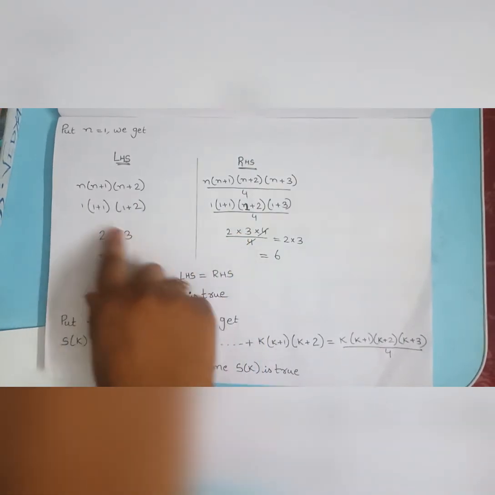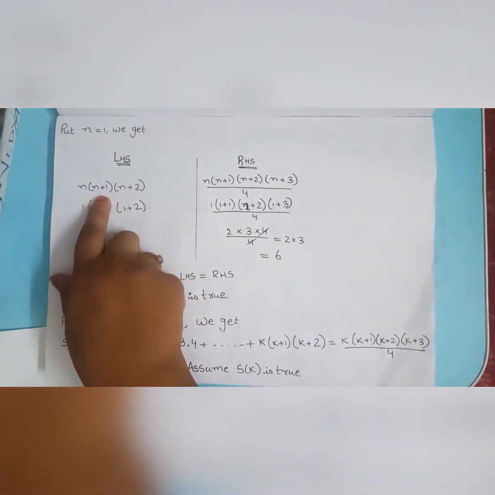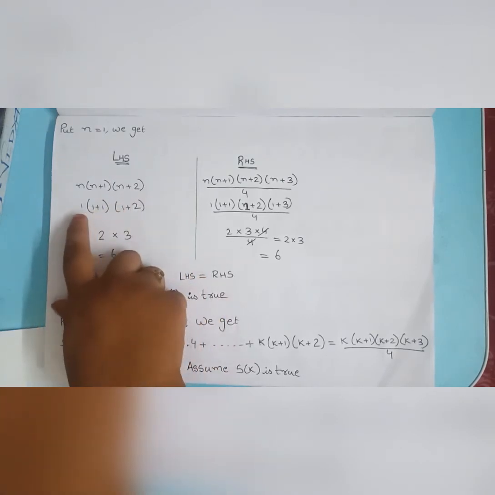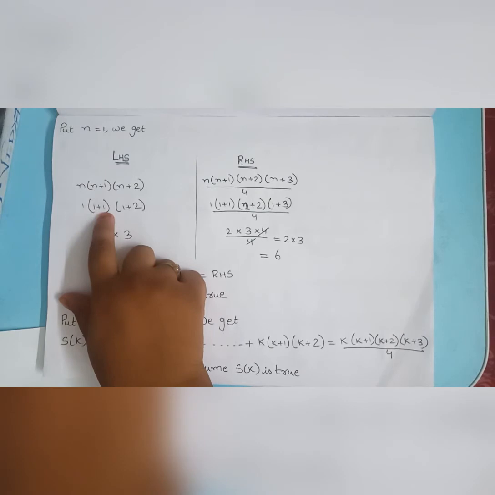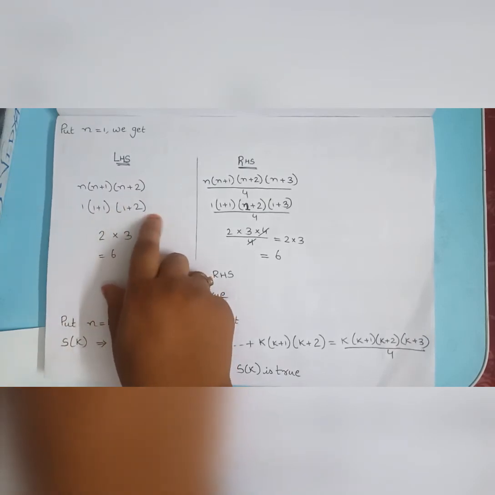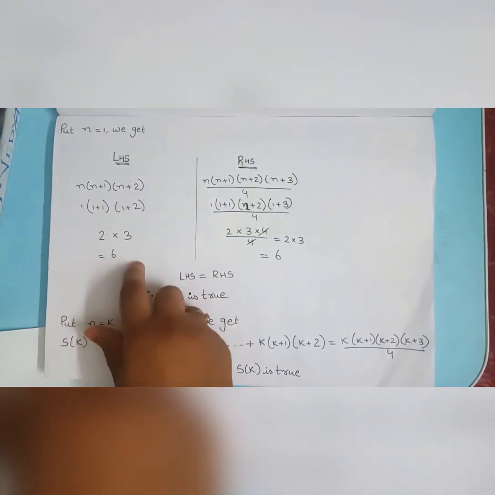In LHS, we will take n(n+1)(n+2). Then substitute n is equal to 1. So, 1 into (1 plus 1) into (1 plus 2). So, 1 into 2 into 3 is equal to 6.